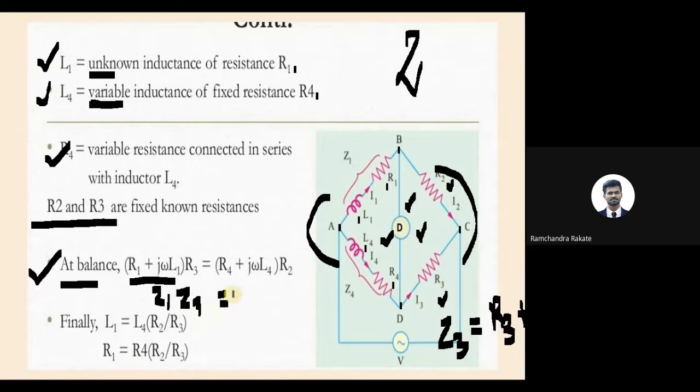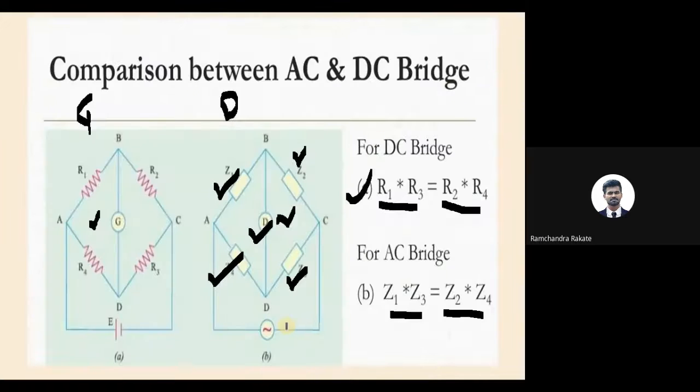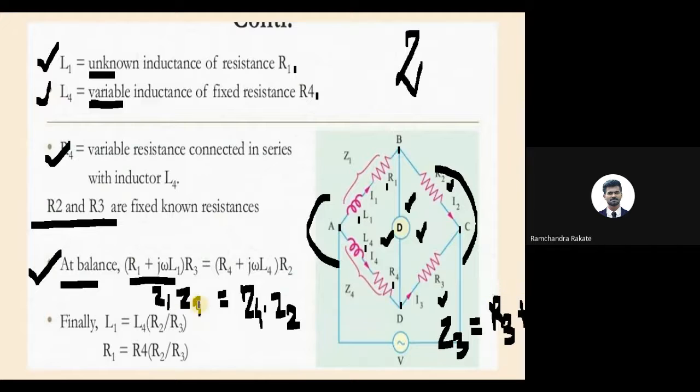Z1 into Z3 is equal to Z4 into Z2. This is what we have looked for in AC bridges. Z1 into Z3 is equal to Z2 into Z4. Correct? Z1 into Z3 is equal to Z4 into Z2. And from that, this is our balance condition. Now from this balance condition, we can derive any equation.